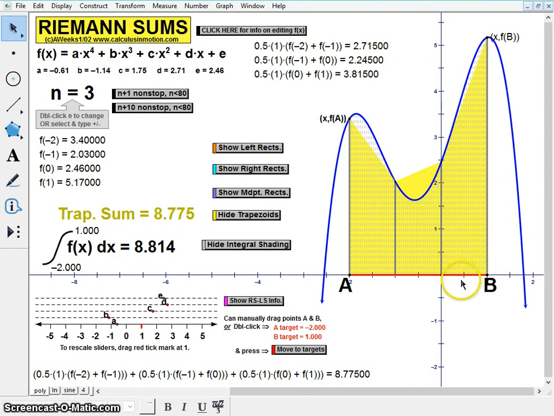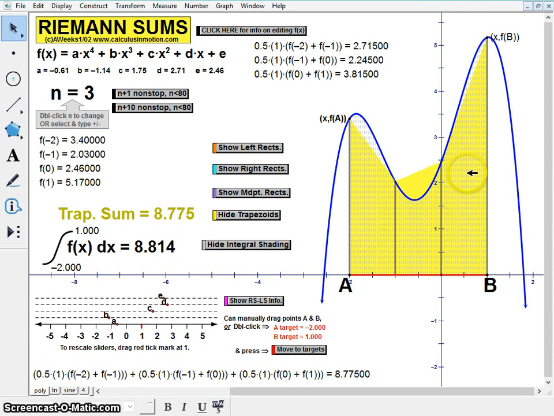Doing the same thing here, our height's still 1, so we have 1/2 times 1. F of 0 gives me base 1, that's 2.46. F of 1 gives me base 2, that's 5.7. So we add those two things up, multiply it by this piece over here, and we get 3.815. So 2.715 is the area of this trapezoid, 2.245 is the area of this trapezoid, and 3.815, sorry, is the area of this trapezoid.